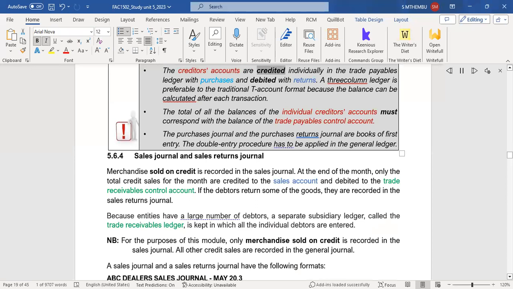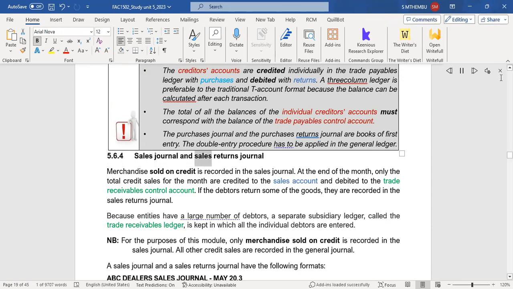The creditors' accounts are credited individually in the trade payables ledger with purchases and debited with returns. A 3-column ledger is preferable to the traditional T account format because the balance can be calculated after each transaction. The total of all the balances of the individual creditors' accounts must correspond with the balance of the trade payables control account. The Purchases Journal and the Purchases Returns Journal are books of first entry. The double entry procedure has to be applied in the general ledger.